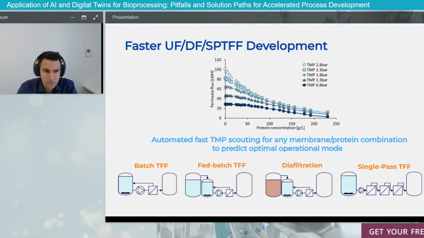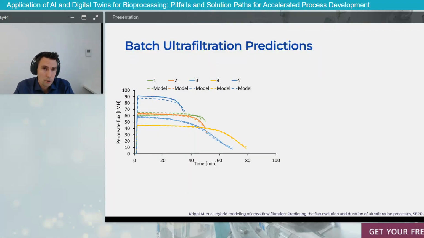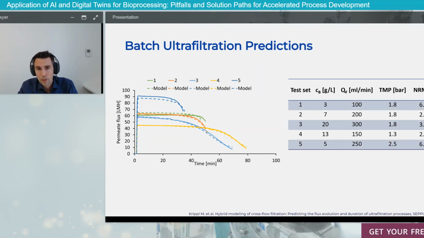So how does this look like? When you have this data, the algorithm, the hybrid model basically, so the machine learning part of the hybrid model can learn from this ordinary TMP scouting, which is something you're doing in the lab anyway. And then you can basically apply it to predict the outcome at each different process parameter combinations. So what we see here is we have 5 different test data. So this is now a true run, an ultrafiltration run, where we concentrate the protein solution. And we see we have 5 different data sets.